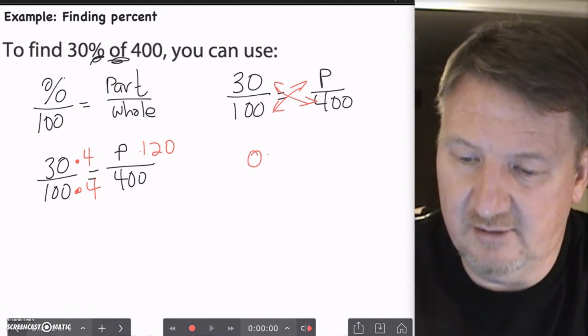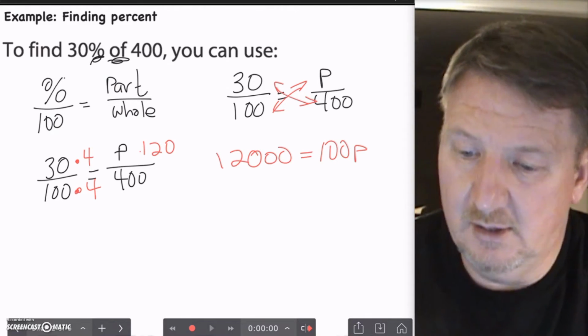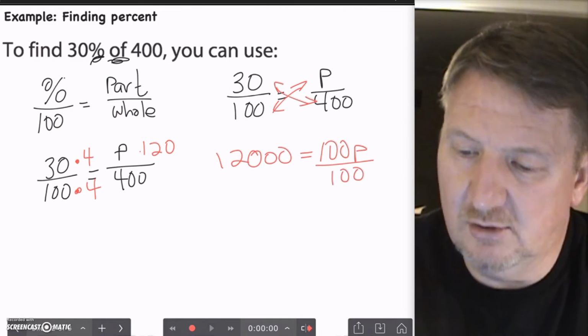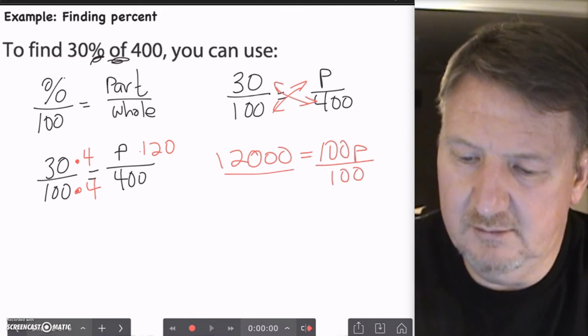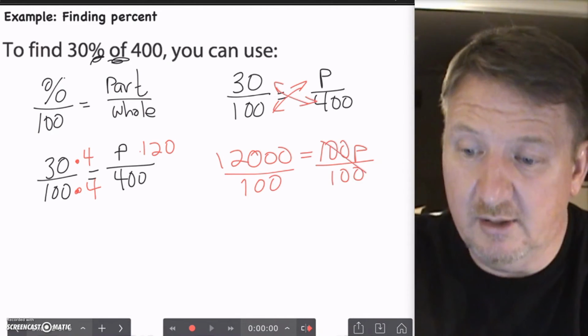All right, so I know I'm going to have 3 zeros. And then 4 times 3 is 12. Okay, 100 times P is the same as 100P. I want to get this P by itself, so I need to divide by 100 to make that happen. These hundreds over here cancel out, because 100 divided by 100 is 1.